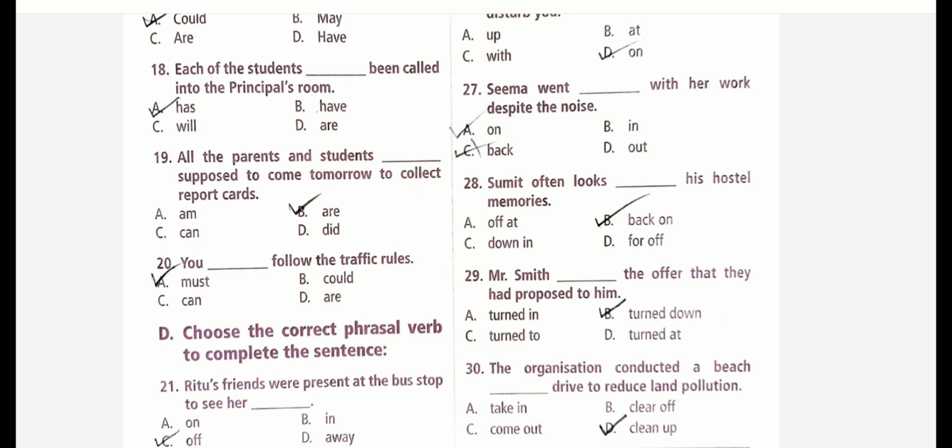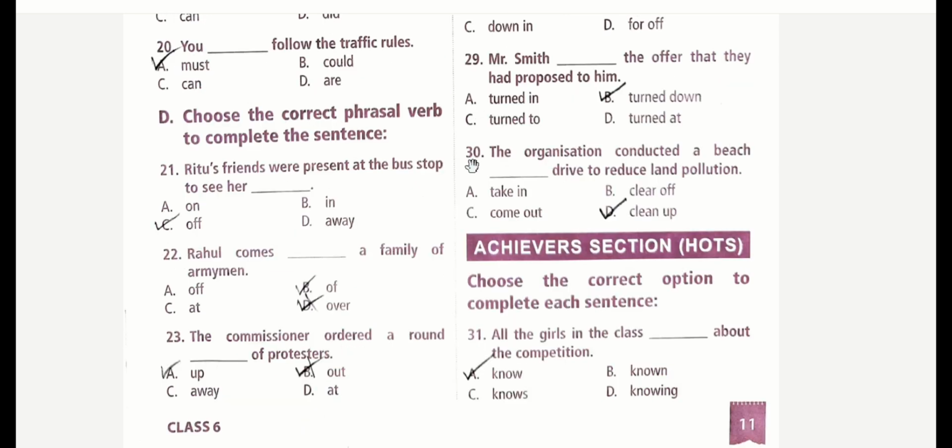Next question 29. Mr. Smith dashed the offer that they had proposed to him. So the correct answer here is turn down, because turn down is a phrasal verb that means to reject or decline an offer or proposal. Question number 30. The organization conducted a beach dash drive to reduce land pollution. So the correct answer is cleanup. The organization conducted a beach cleanup drive to reduce land pollution.